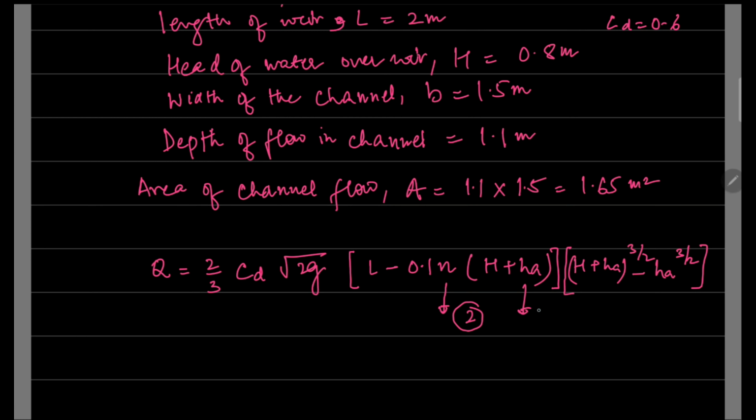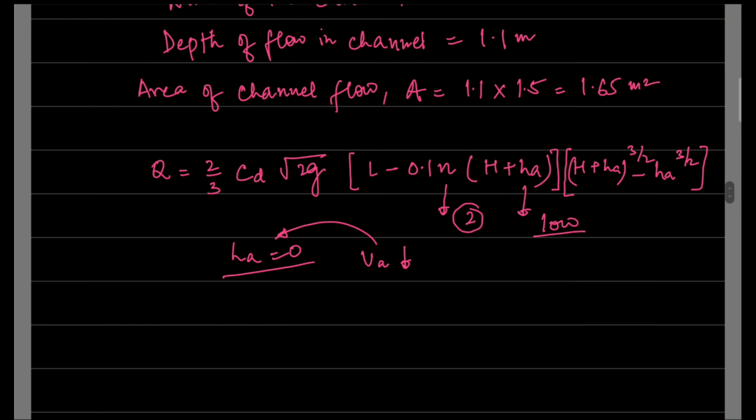However, in the estimation of the Q value, in such a situation, the HA value is very low. So in the very first estimation of the Q, we can assume that HA value is equal to 0, because the velocity of approach is also a very low value. Corresponding to this, HA value is 0. So in the estimation of the discharge at the very first time, we will be assuming that HA is equal to 0.